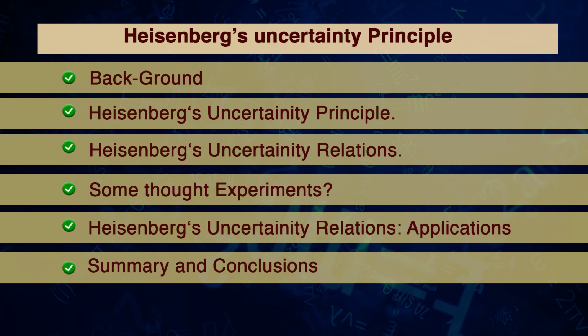Then we will move to learn about Heisenberg's uncertainty principle, what it actually is, and then the uncertainty relation. The principle is the theoretical statement, the relation is the mathematical formulation, and then some thought experiments in support of this uncertainty relation, and then the relation with some good applications of it, and finally, I will summarize as a conclusion of this talk.